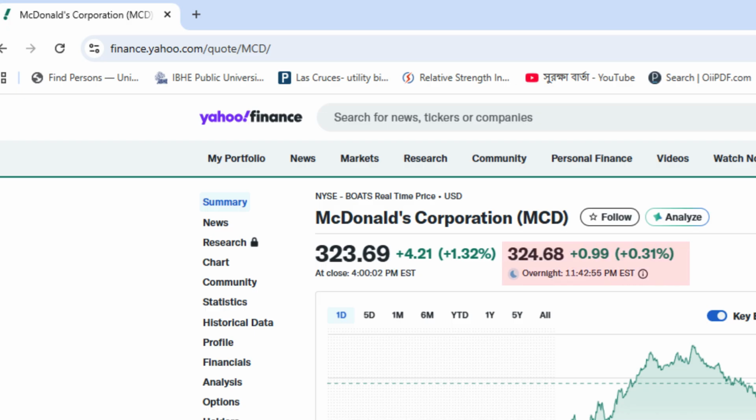To the right of that, we see another price, $324.68, along with a smaller gain of 99 cents or 0.31%. This is the overnight or after-hours price, which reflects trading that happens outside normal market hours. These overnight prices can move on lower volume, so long-term investors usually don't overreact to them.